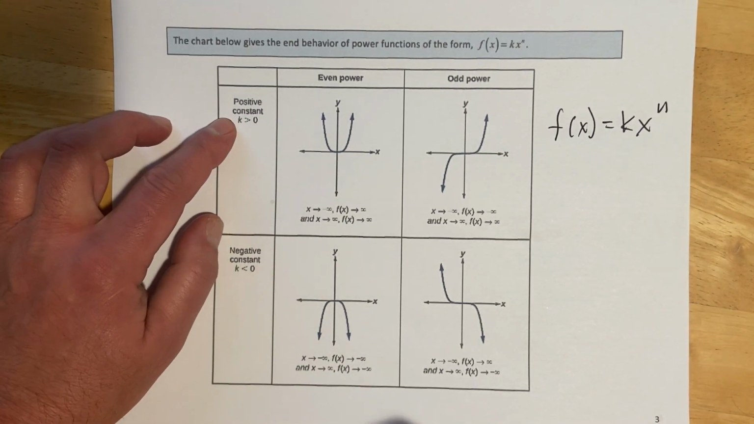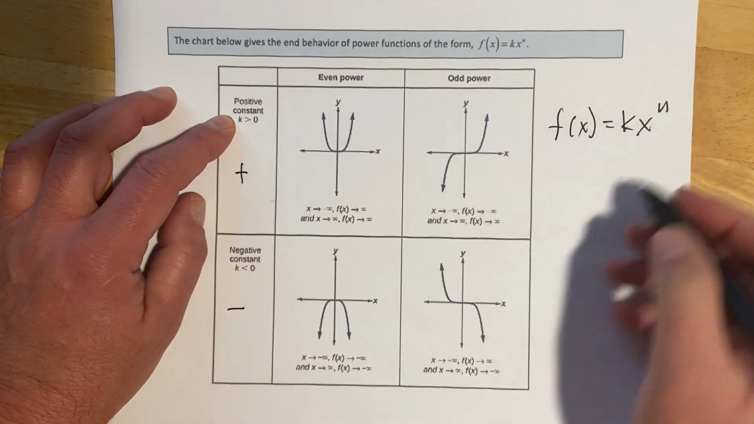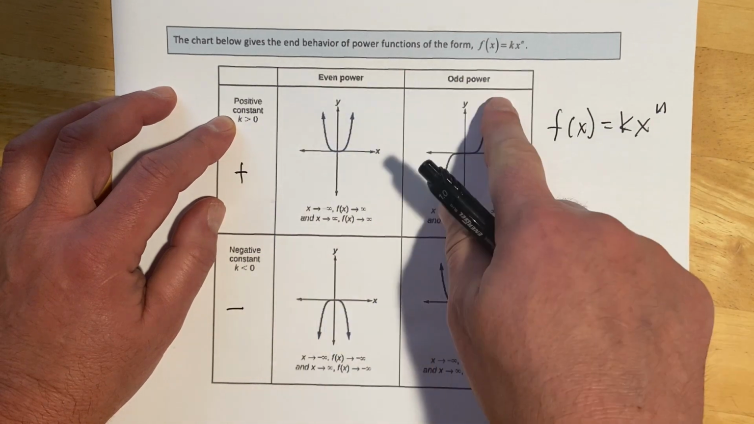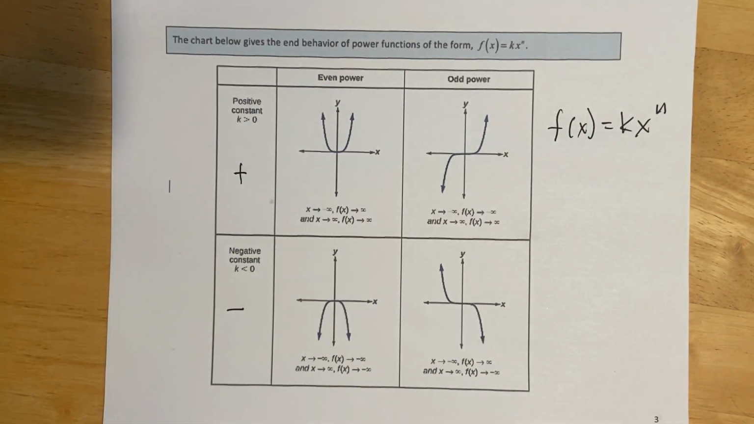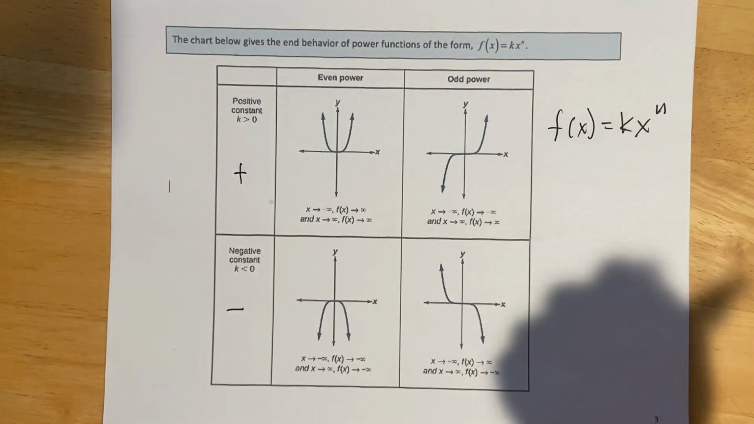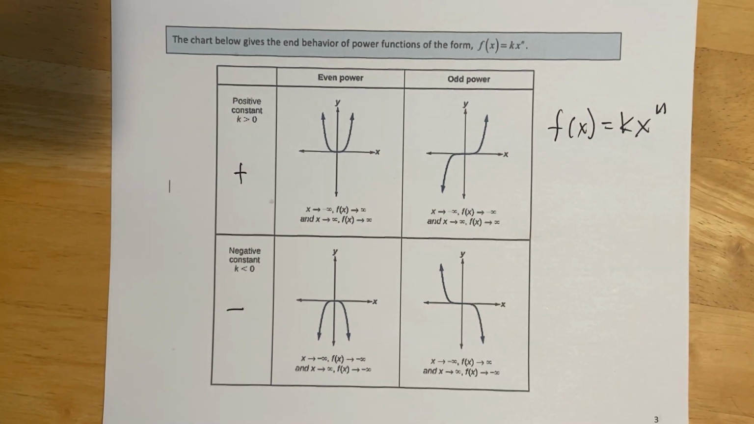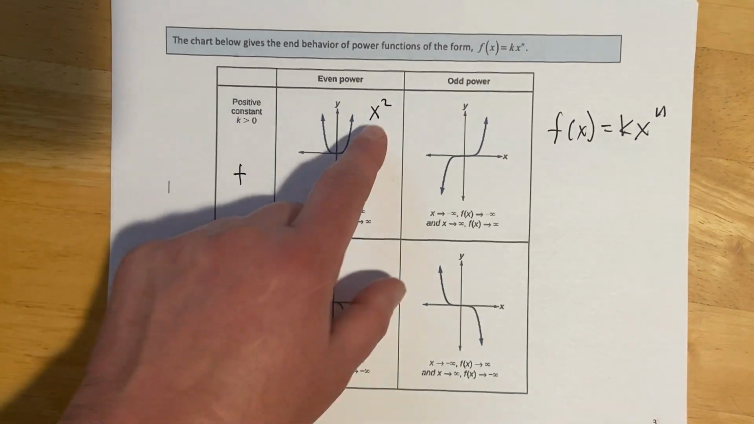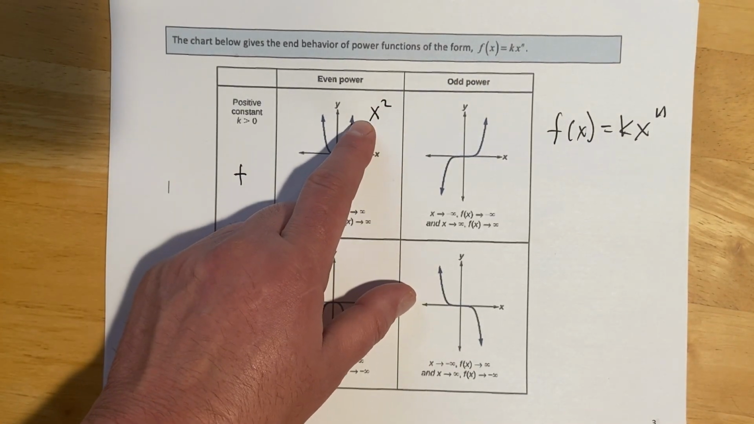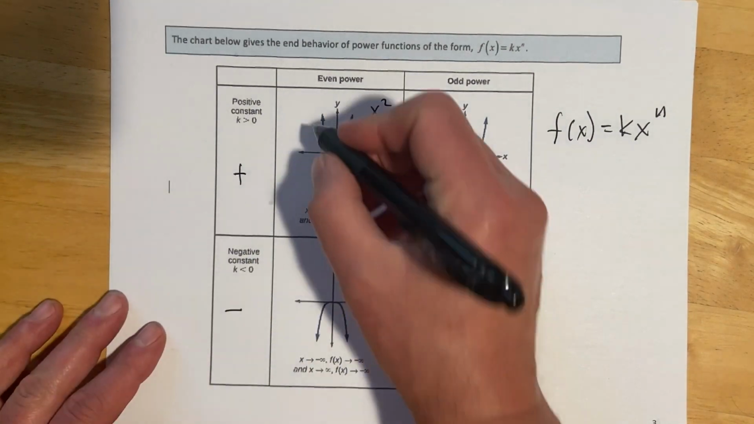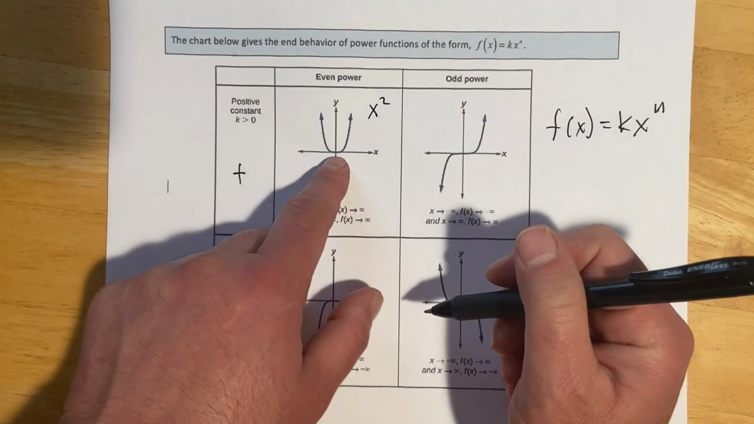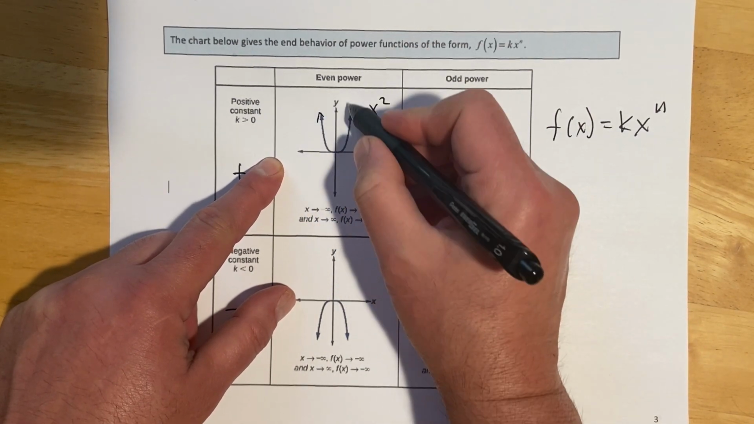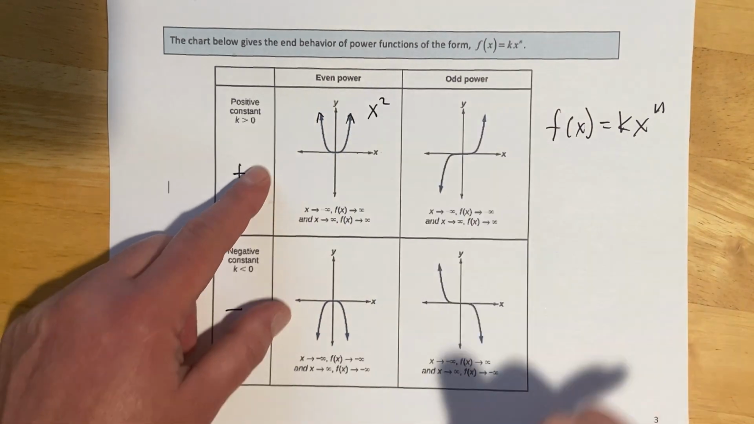K can either be positive or negative, and n can either be an even or odd power or degree. And that's all the things that can happen in terms of what this thing will look like. So if we think about an even power, an easy one would be x squared. That is even with a positive coefficient, it's 1, and that one opens up. So as x goes to negative infinity, this goes to positive infinity. As x goes to positive infinity, f of x or the y's also go to positive infinity.